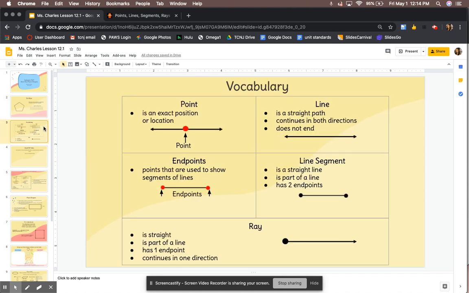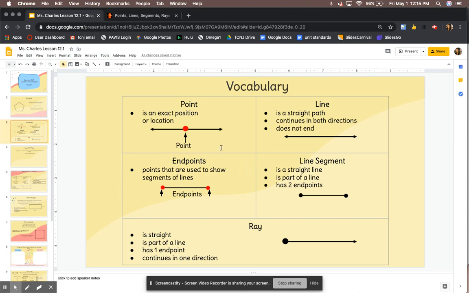So we have some vocabulary words in this lesson. The first word is point. A point is an exact position or location. As we see, this red little dot is a point. That means that is the exact position we are talking about on that line. Next, we have line. Now this is a straight path. It continues in both directions and does not end. So our clues are that these arrows mean that this line goes forever in both directions.